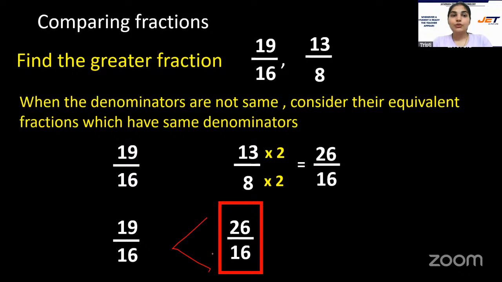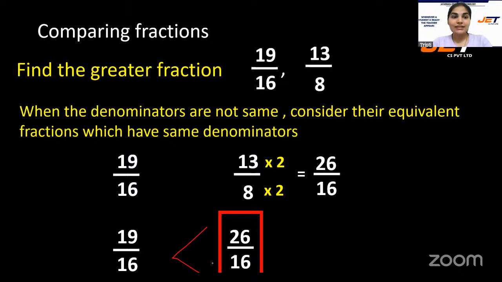You cannot compare the fractions until and unless they are like. You have to make the fractions like. And how can you do that? By making the fraction equivalent, by making the denominators same. Okay? Is that clear to you? Now, let's practice a few questions like this.